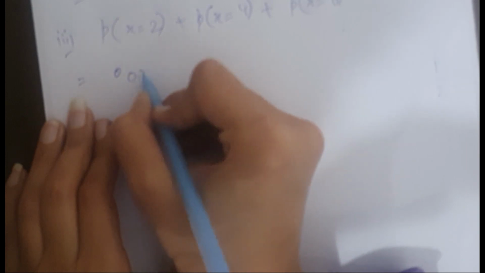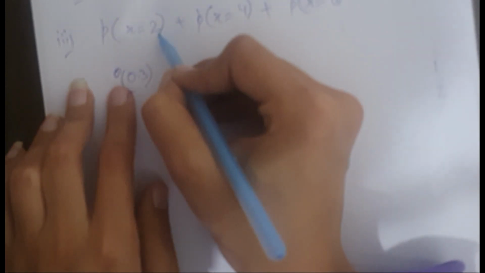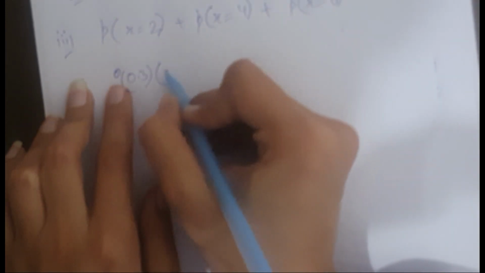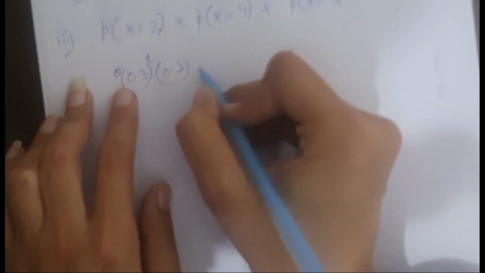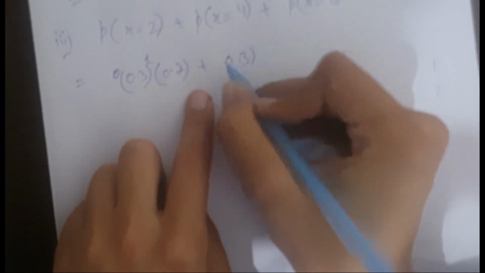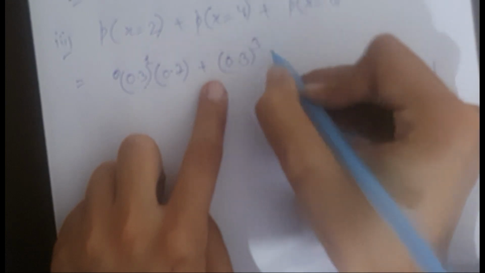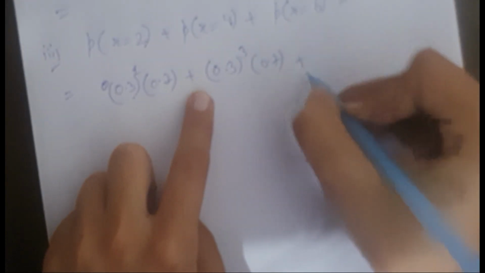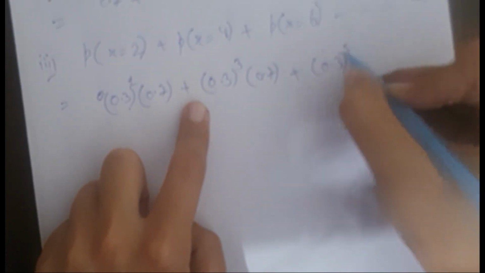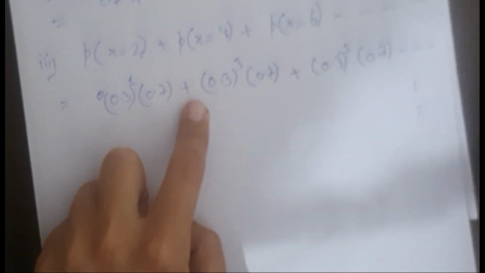Here q is 0.3, X is 2. 2 minus 1 is 1, p is 0.7, plus 0.3 to the power 4 minus 1, that is 3, into 0.7, plus 0.3 to the power 5, 0.7, and so on up to infinity.